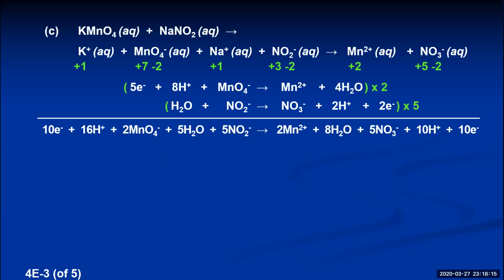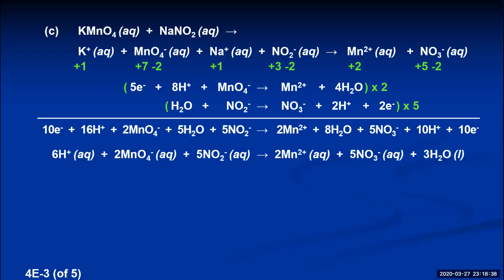We have 16 hydrogens on the left, and we have 10 hydrogens on the right. So I'm going to cancel out 10 hydrogens here and 10 hydrogens here, leaving 6 hydrogens on the left. I have 5 waters on the left, 8 waters on the right. I'm going to cancel out 5 waters from both sides. It's going to leave 3 waters on the product side, and this is our final equation.